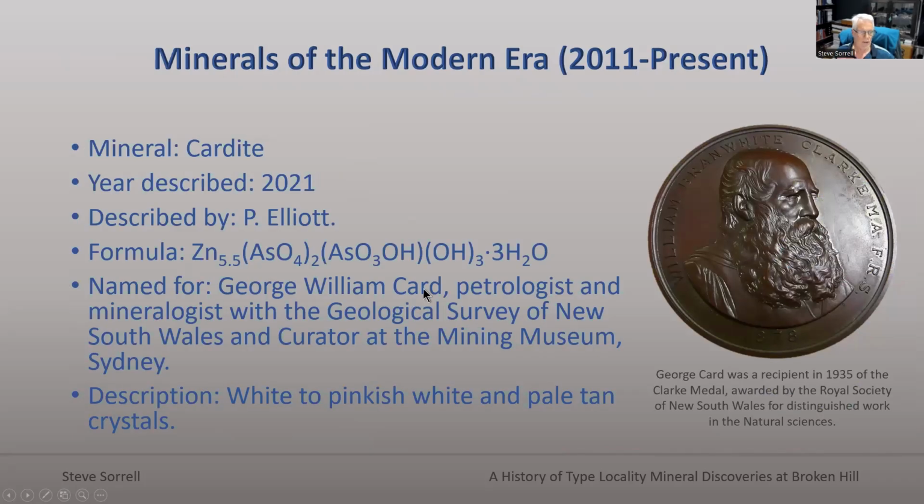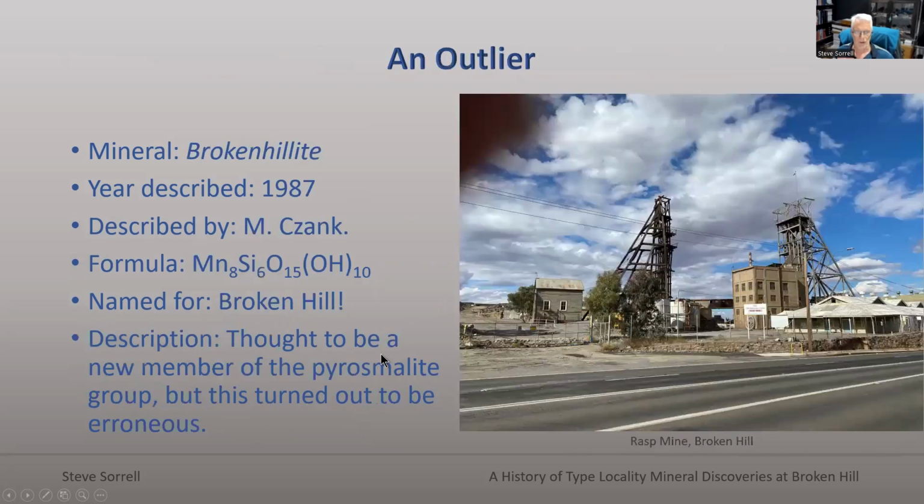Then we have cardite, and we mentioned the medal before for A.B. Edwards. This one is another medal that is awarded this time by the Royal Society of New South Wales, and he was a recipient of that in 1935. It's another person, George Card, another person that there are no photos of, which is a bit unfortunate, but there you go. And this is another one by Peter Elliott, zinc arsenate, white to pinkish white and pale tan crystals. Haven't seen it, don't know.